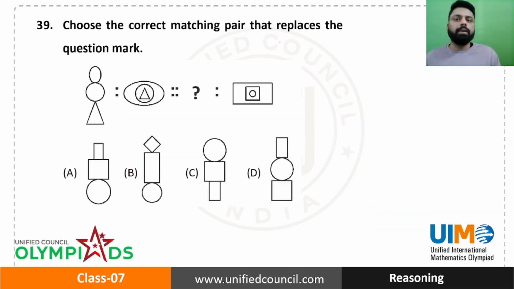Choose the correct matching pair that replaces the question mark. Circle, oval, triangle. Triangle is inside, so it's going like this, and it is becoming like this. So whatever is extreme inside is a circle. Then just after it, a square, and then a rectangle. So circle, square, rectangle. A option is the correct answer.